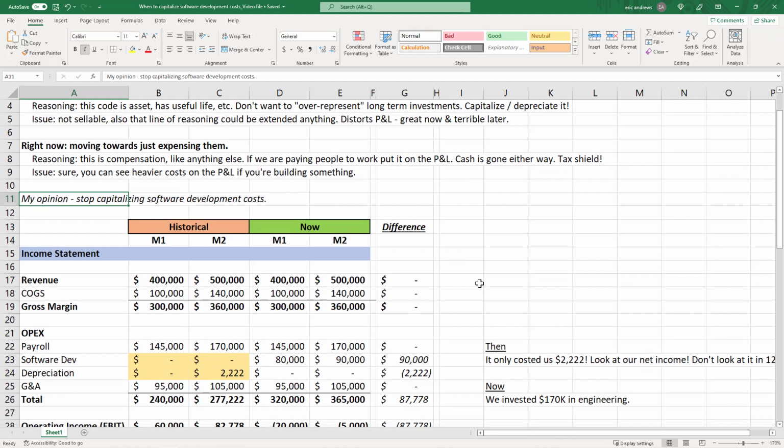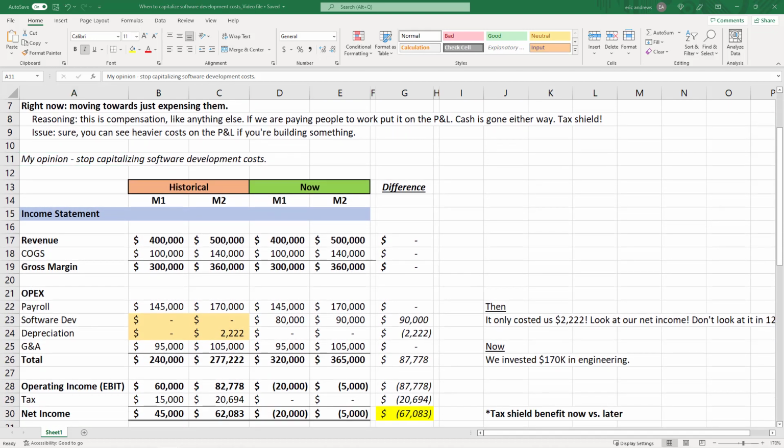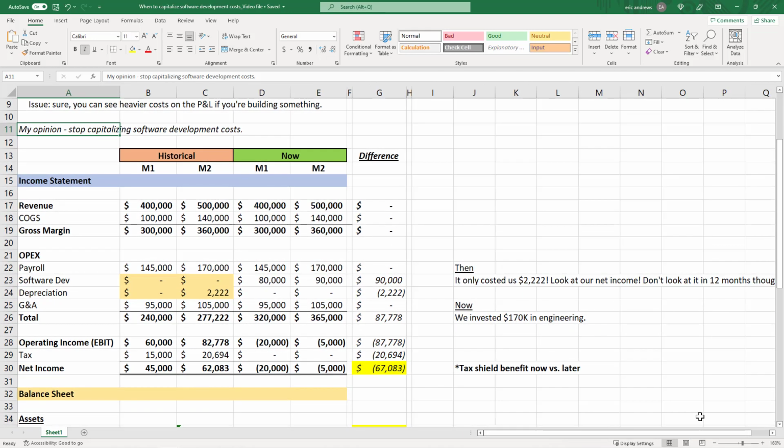So let's walk through the actual income statement, balance sheet, and cash flow statement right now. Basically what we're going to look at is two situations side by side.